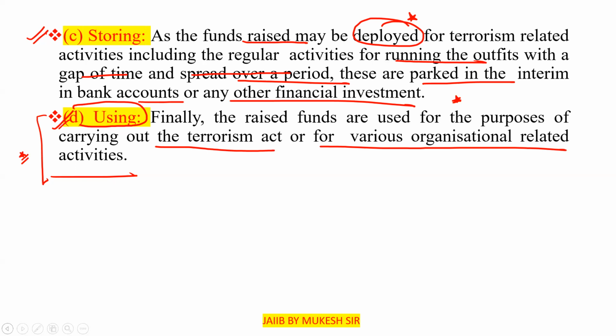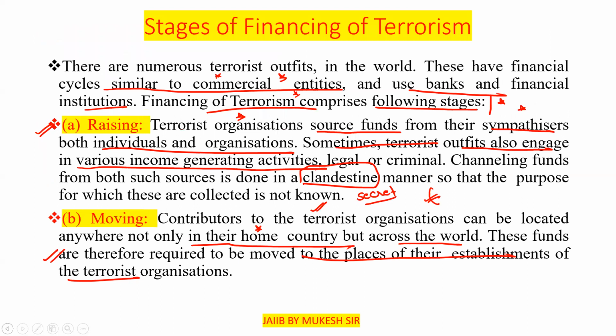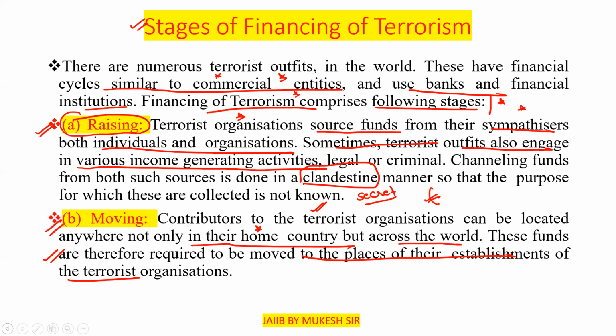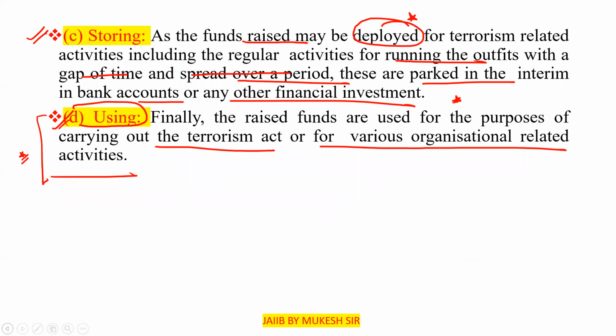So kindly remember all these points, that are very important from the examination point of view. Now, what are the stages of the financing of terrorism? First one is raising, that is, first of all we have to raise the funds. Second one is moving. Third one is storing. Fourth one is using. So kindly remember: raising the funds, moving the funds, storing the funds, and lastly using the funds.